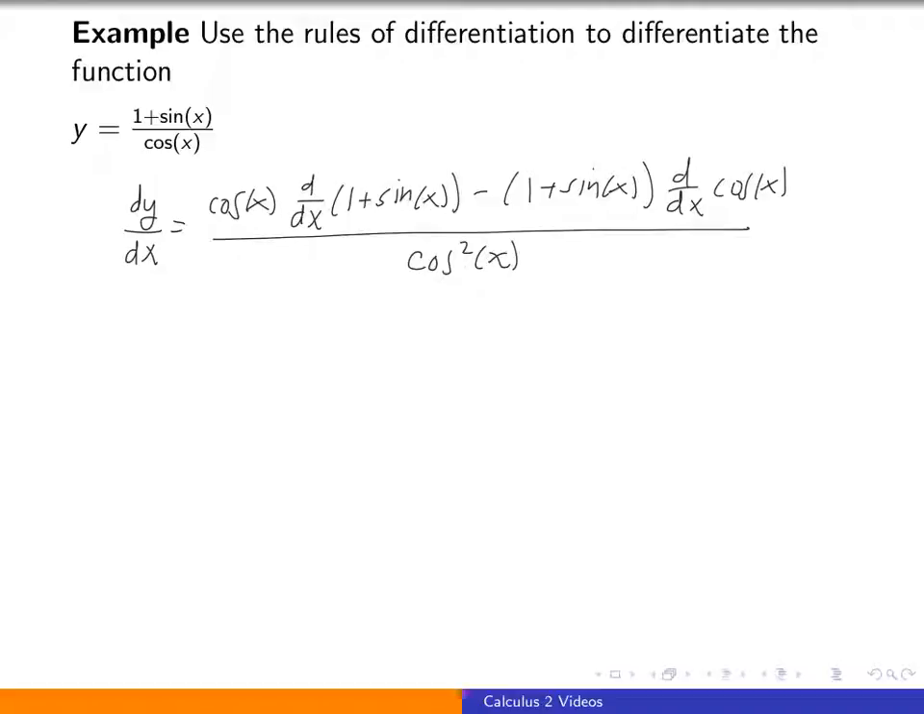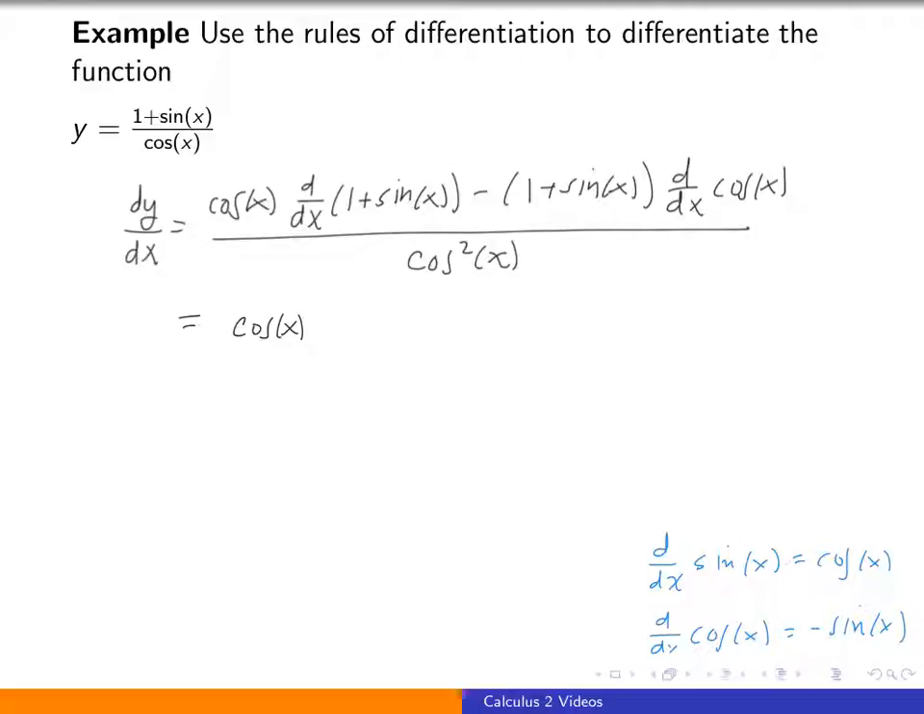And this is what the quotient rule tells us, but in order to finish this derivative up, we will need to know the derivative of sine. Remember, the derivative of a constant is 0, and the derivative of cosine. And let me just simply remind you of those formulas. So the derivative of sine is cosine, and the derivative of cosine is minus sine.